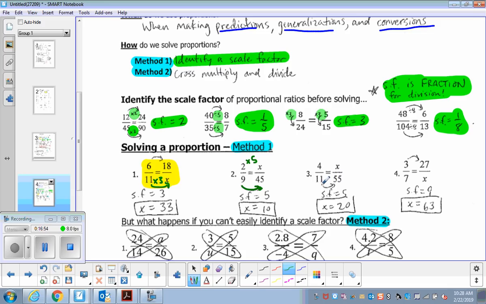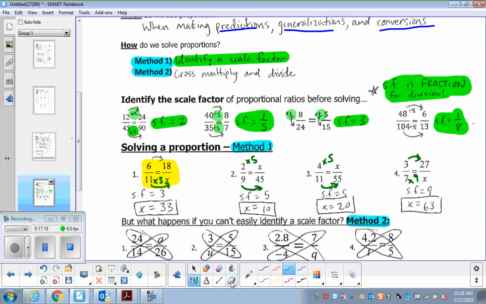Right, for the next one, in the denominator, we still have a scale factor of 5. 11 times 5 would be 55. So 4 times 5 is going to give me my numerator. X here has to be a 20. And for the last one, back to the numerator, we can see that 3 times 9 would be 27. So here, you just got to do 7 times 9 and get that X has to be a 63.